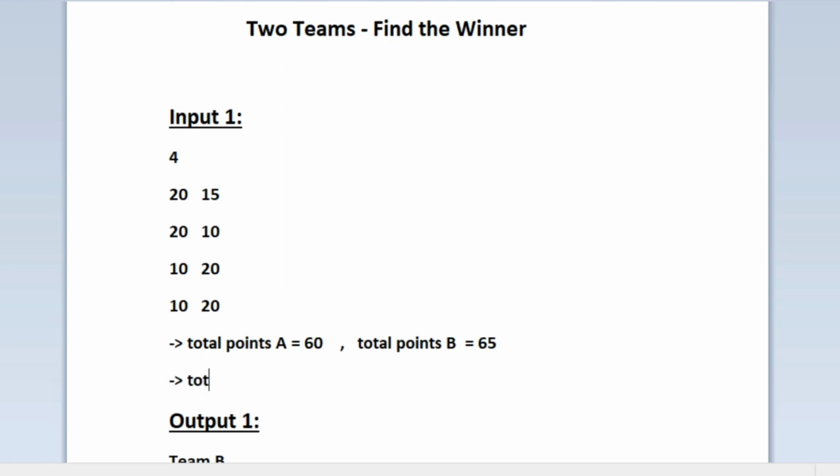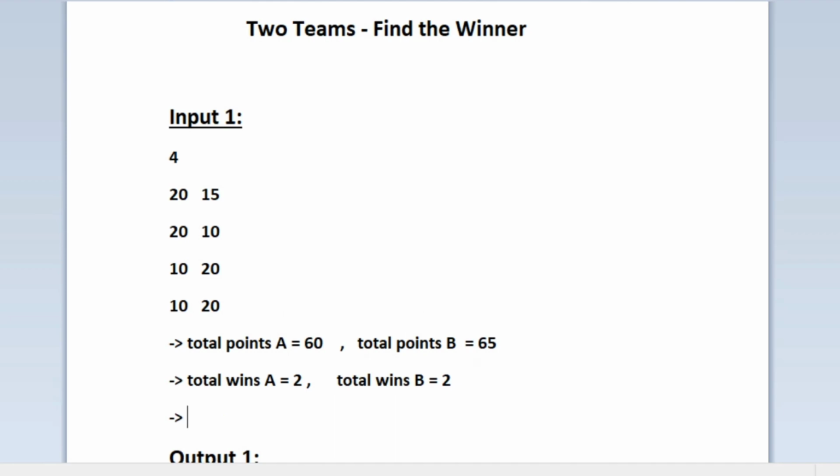Now we have to find the total number of victories for team A and team B. In the first match, team A has won more points than team B. So team A has won the match. So totally one win. And in the second match also team A has won. So total wins for team A is 2 and the total wins for team B is also 2, because the first two matches are won by team A and the last two matches are won by team B. So both the teams have won an equal number of matches.